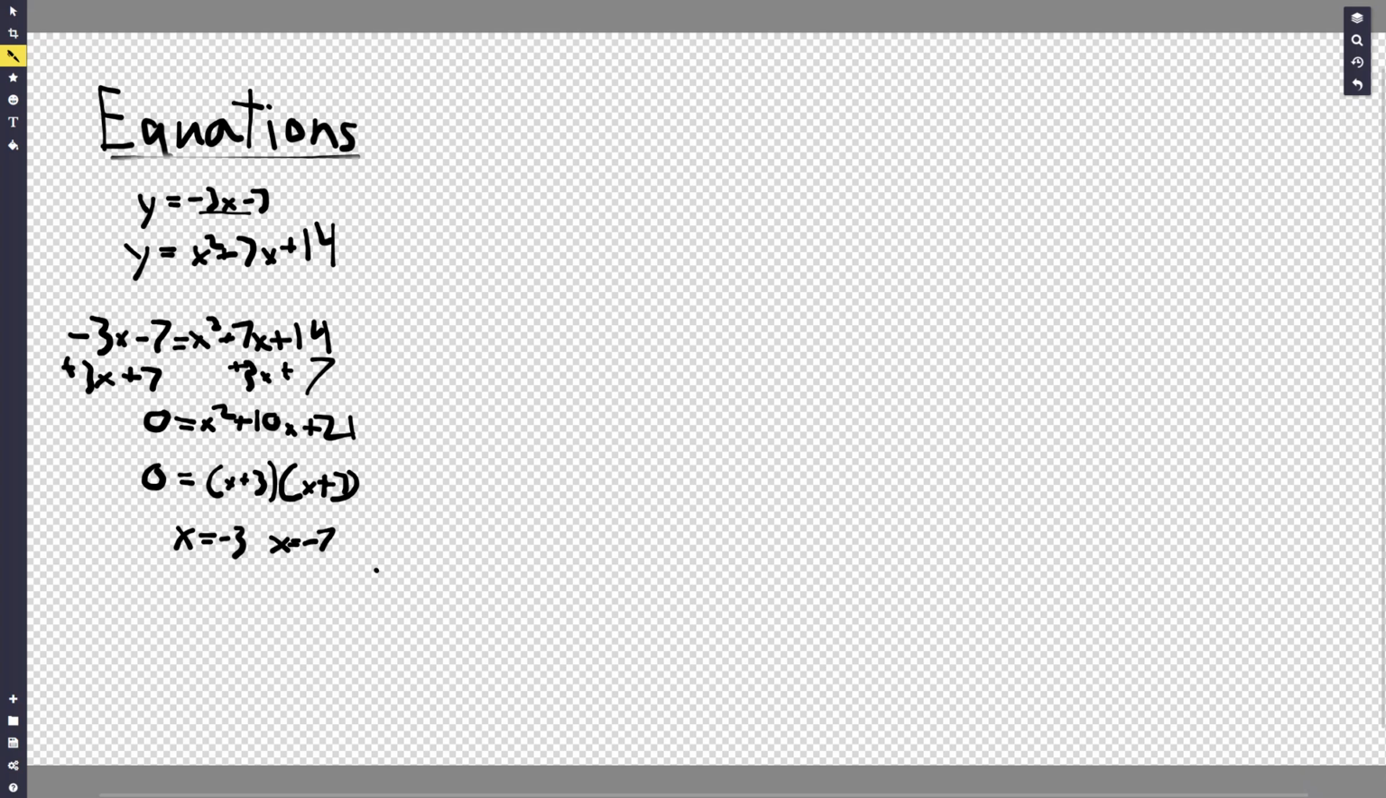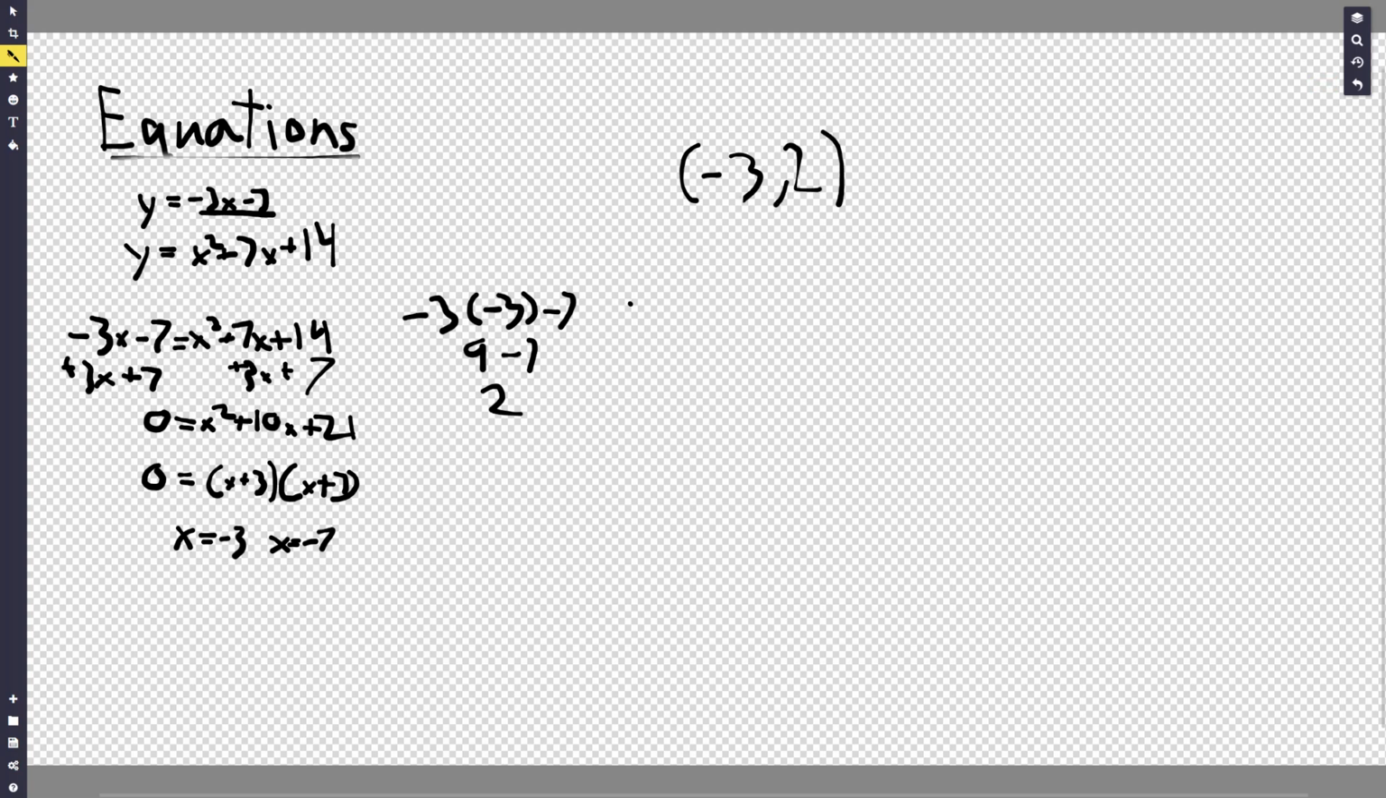Okay, cool. Well, this is just the x value of where they intersect. All we have to do is plug these x values into the equations to find their y values. And normally you'd use the simpler one. So let's plug negative 3 into negative 3x minus 7. That's equal to 9 minus 7, and that's equal to 2. So our first coordinate is negative 3 and 2.